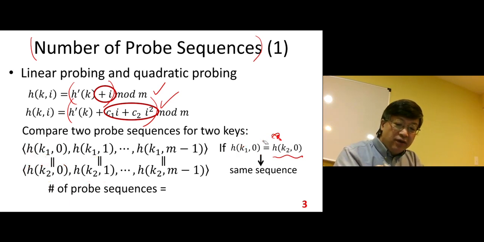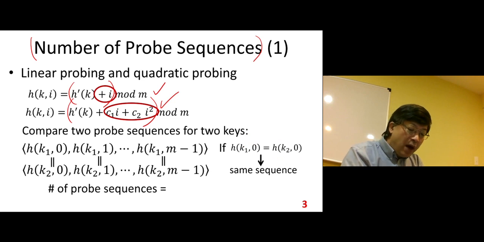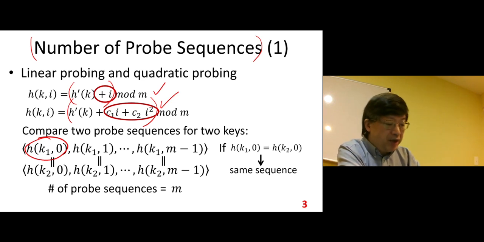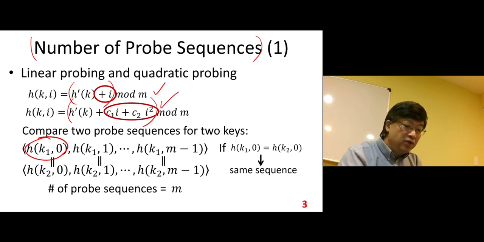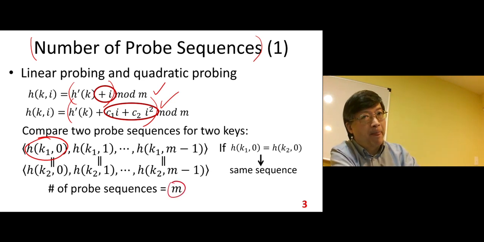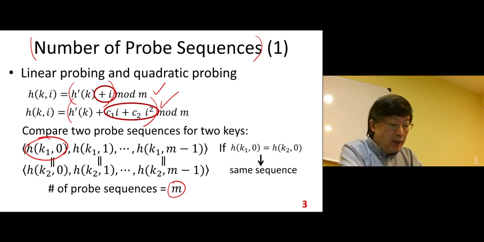You can see with this property, the number of probe sequences is determined by the first value. How many different first values do you have? Only n. That means the total number of probe sequences is this number. That's a small number.